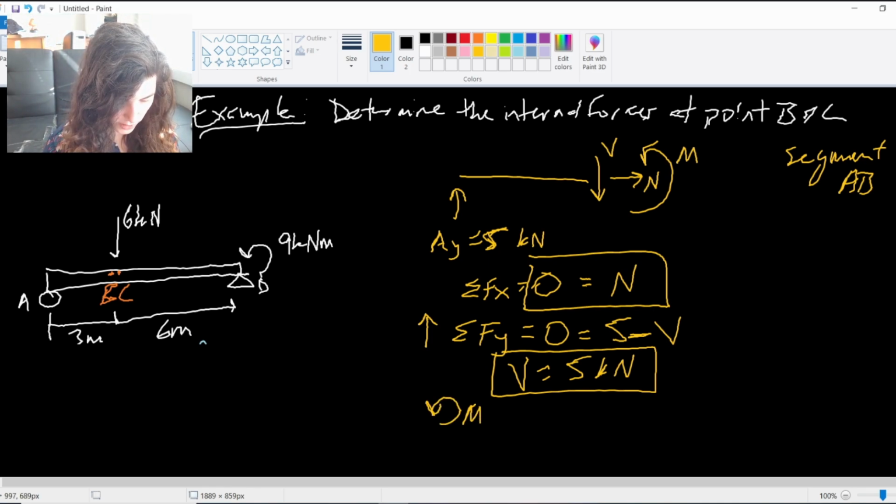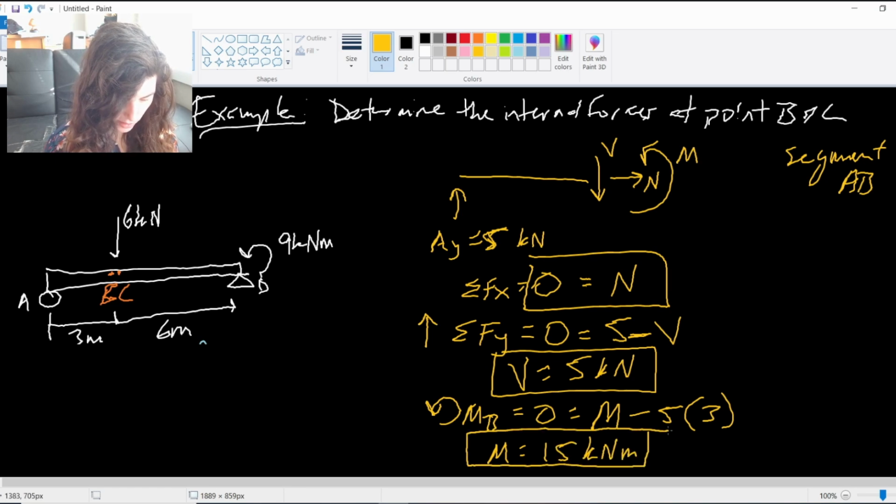And finally, I take a moment. I'll take my moment about point B equals 0, and that will be the applied moment that I have at B minus 5 times its distance away, which is 3 meters. That gives me a moment of 15 kilonewton meters. And that may be slightly off by a decimal place because B isn't exactly at 3 meters, right? That 6 kilonewtons is at exactly 3 meters. It is very, very slightly to the left, but this is a close enough rounding to account for that very, very minuscule distance.